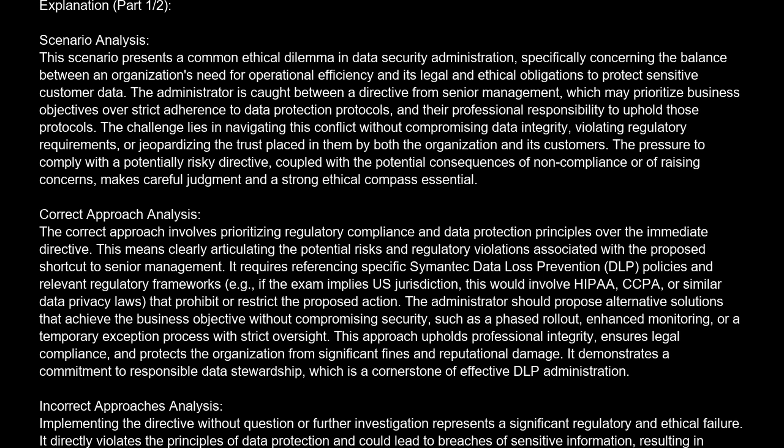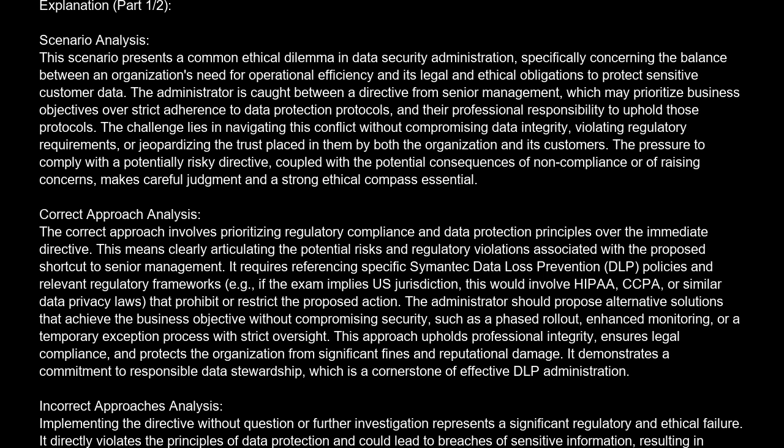Incorrect approaches analysis. Implementing the directive without question or further investigation represents a significant regulatory and ethical failure. It directly violates the principles of data protection and could lead to breaches of sensitive information, resulting in severe penalties under relevant data privacy laws. This approach demonstrates a lack of professional judgment and a failure to uphold the administrator's duty of care.